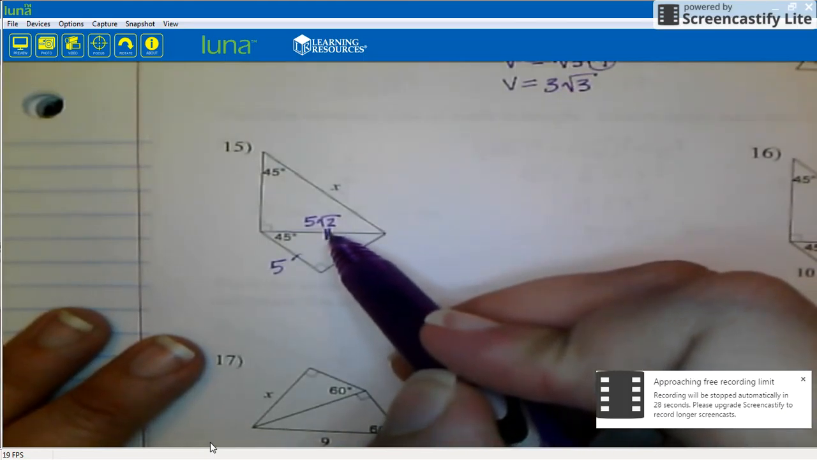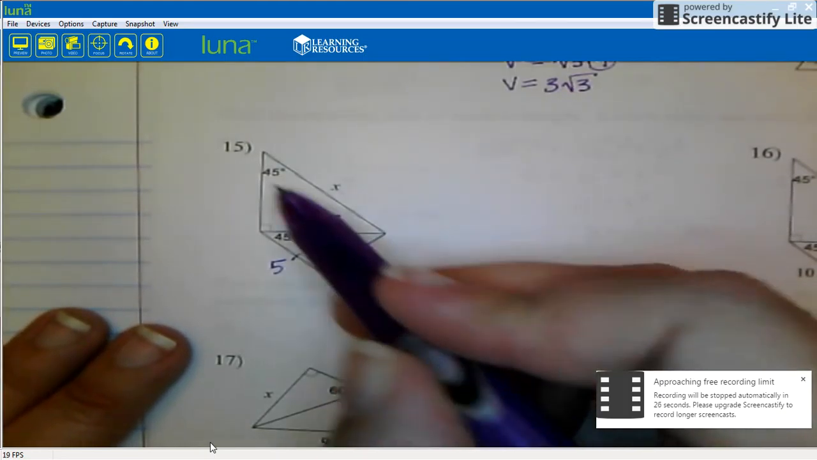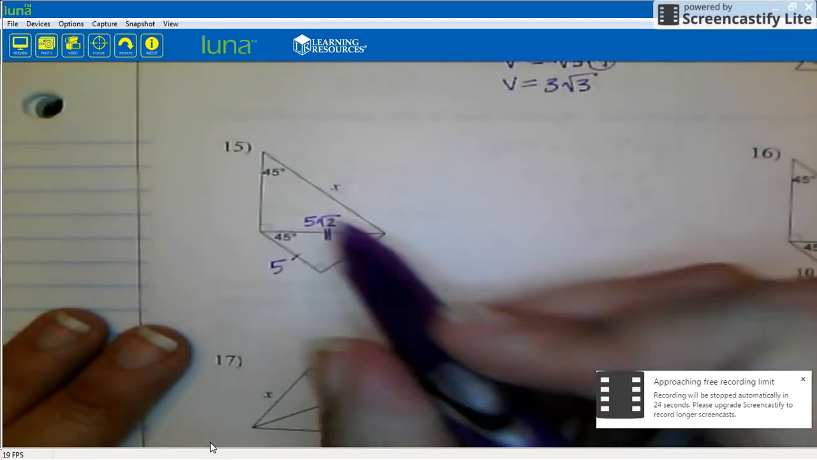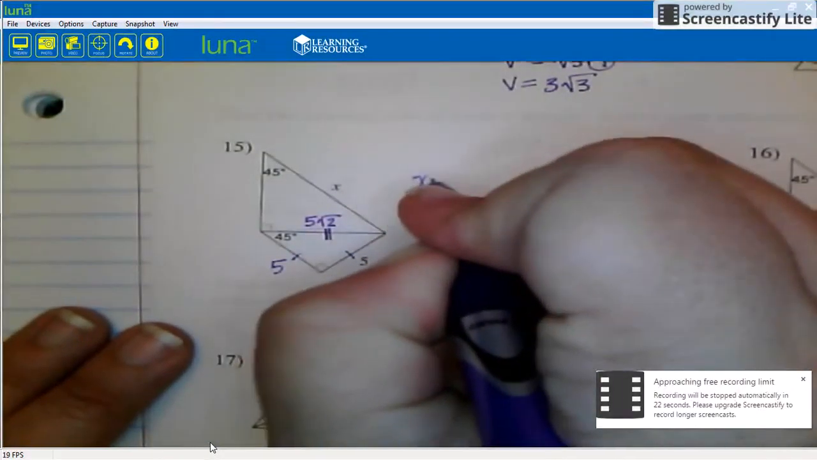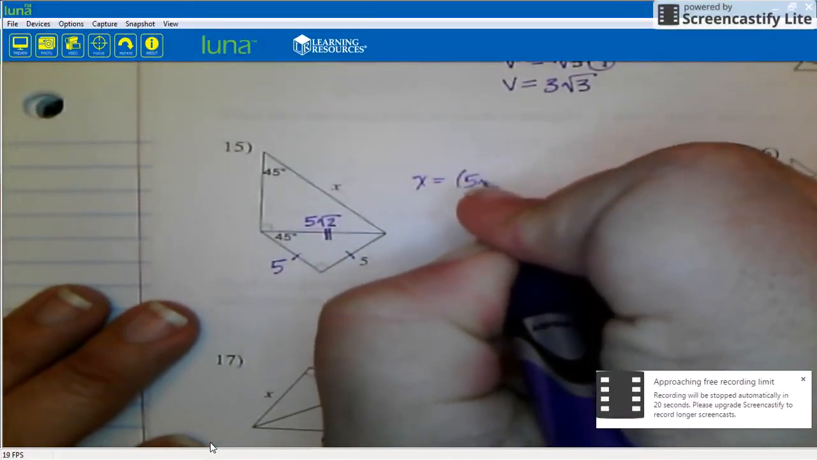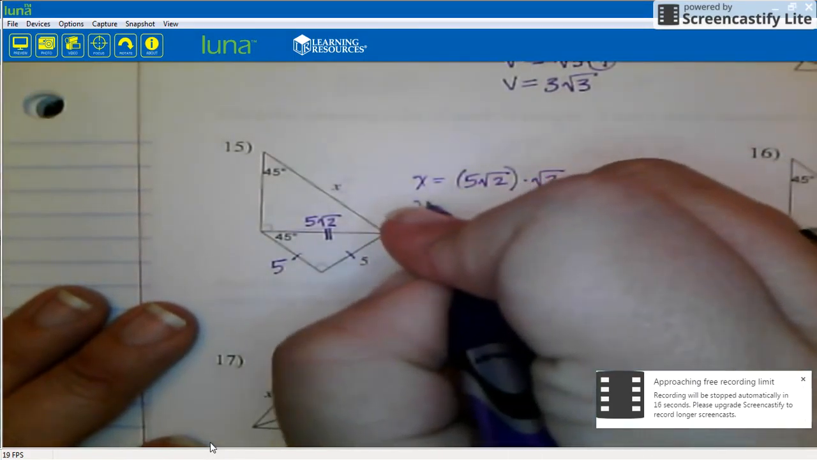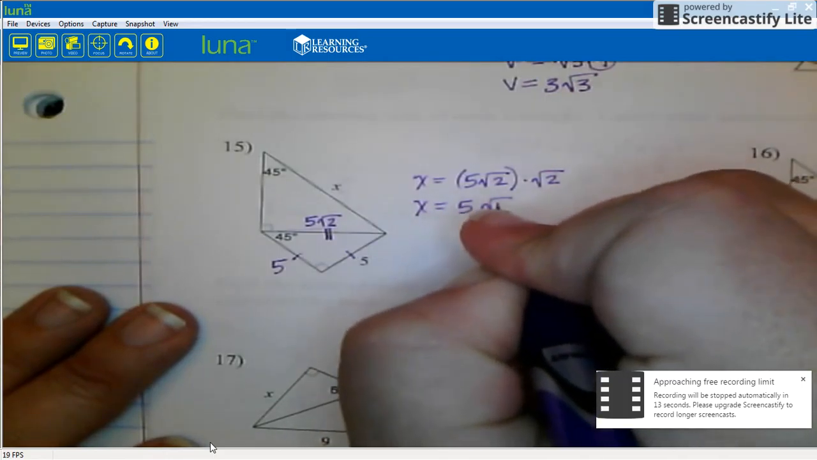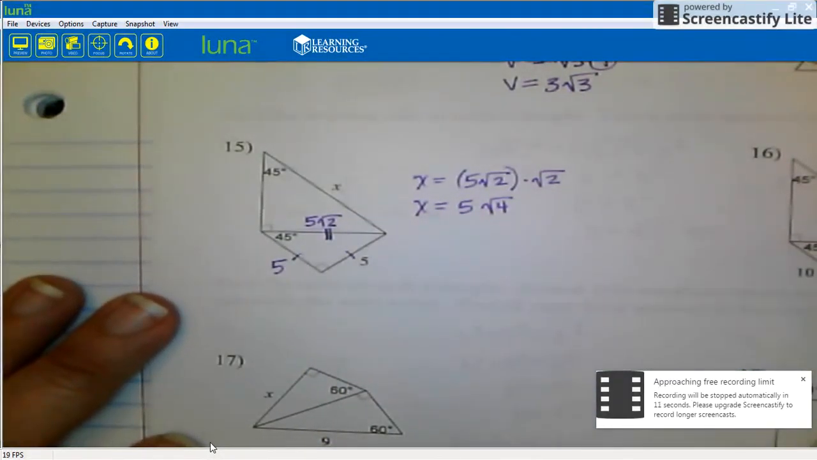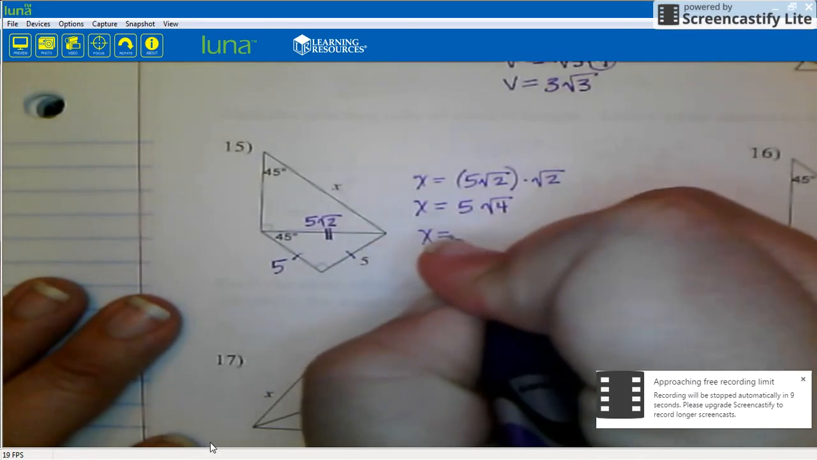And if this is 5 square root of 2, because it's the leg of another larger 45, 45, 90, then I know that this x has to equal 5 square root of 2 times the square root of 2. So this is going to give me 5 square root of 4, and the square root of 4 is 2, so x is equal to 10.